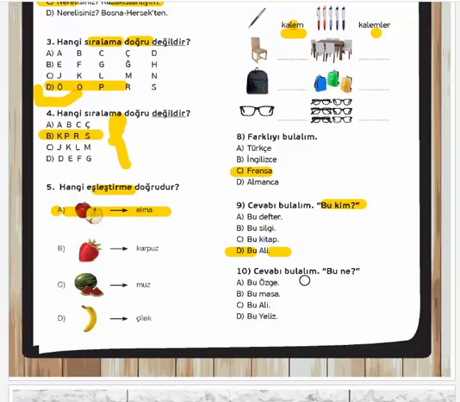Cevabı bulalım. Let's find the answer. Bu ne? What is this? Ne is used for non-living things. Bu Özge. No. Bu masa. This is table. Bu Ali. This is Ali. Bu Yeliz. This is Yeliz. So bu masa is the correct one.